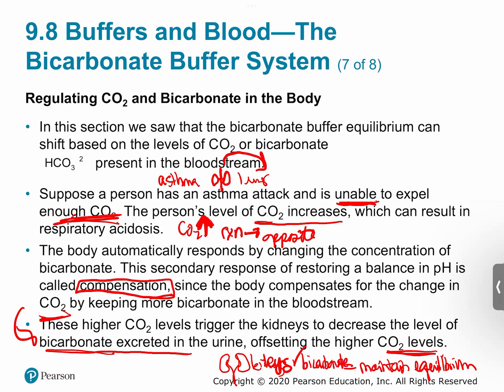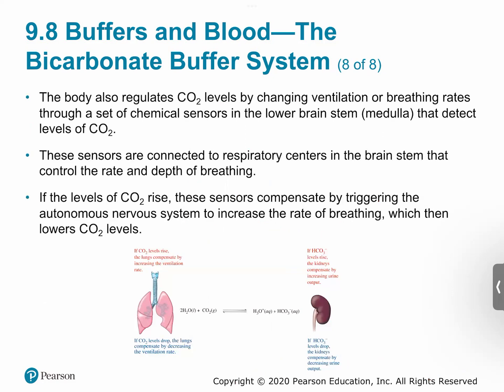So it helps to write things out whenever you're trying to remember them. The body can also try and control the carbon dioxide that's there by changing the ventilation or breathing rate. So that's kind of like an automatic thing. And it has to do with chemical signals in your brain that are going to let you know, hey, I have too much or too little CO2.